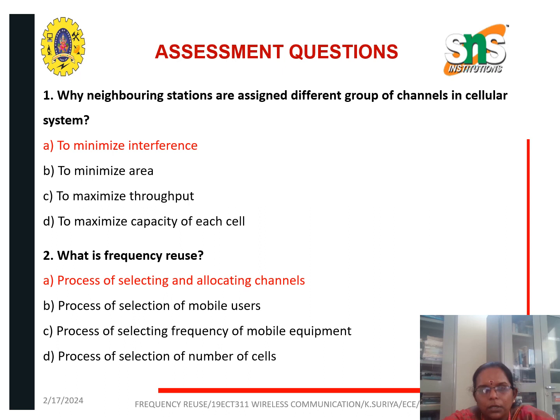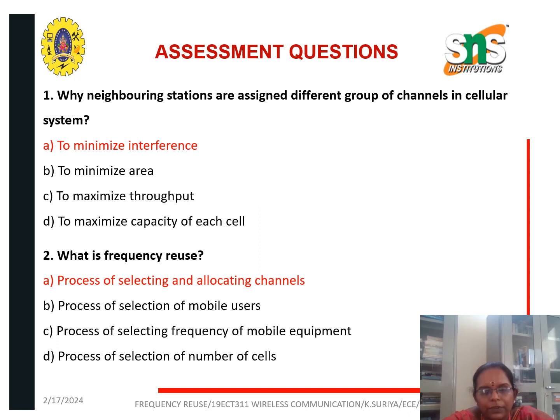Hope you understood frequency reuse. We will take a few assessment questions. Why are neighboring stations assigned different groups of channels in the cellular system? The choices are: to minimize the interference, to minimize the area, to maximize the throughput, to maximize the capacity of each cell. Yes, the answer is to minimize the interference.